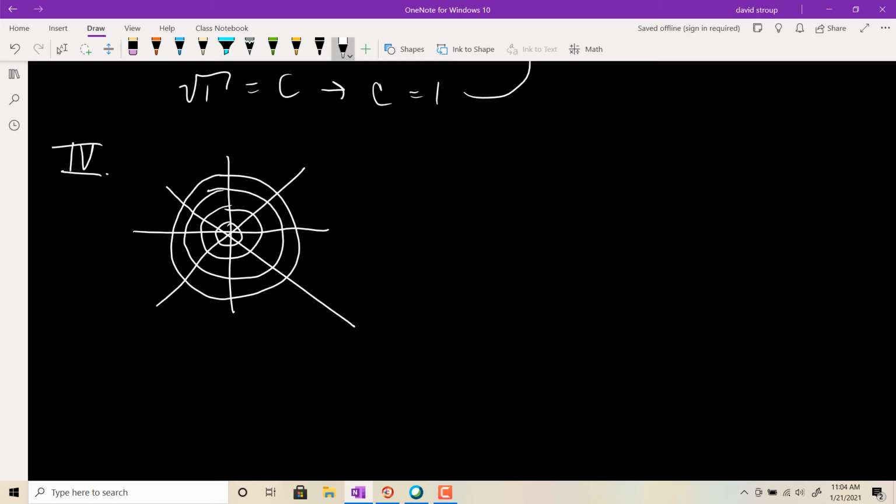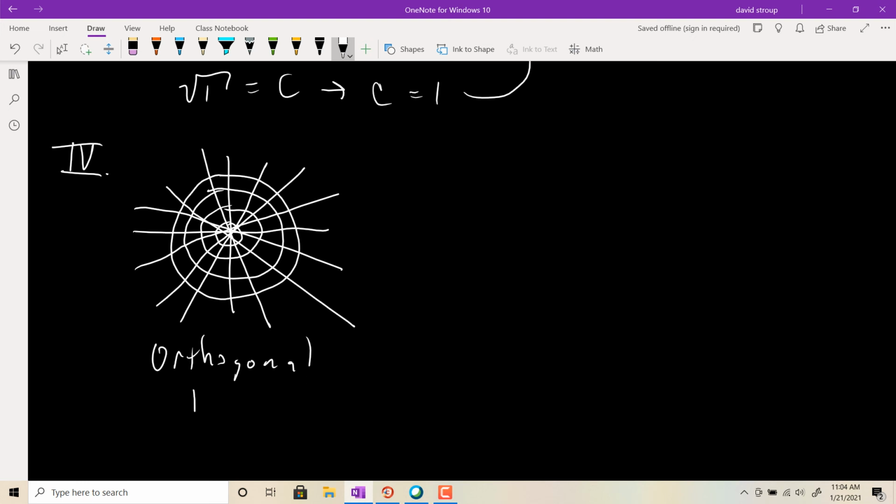Because all the lines would be perpendicular to all the circles, and what you end up with is kind of a cobweb effect. Okay, so it's cool. I like art and stuff like that. So these things are called orthogonal trajectories.